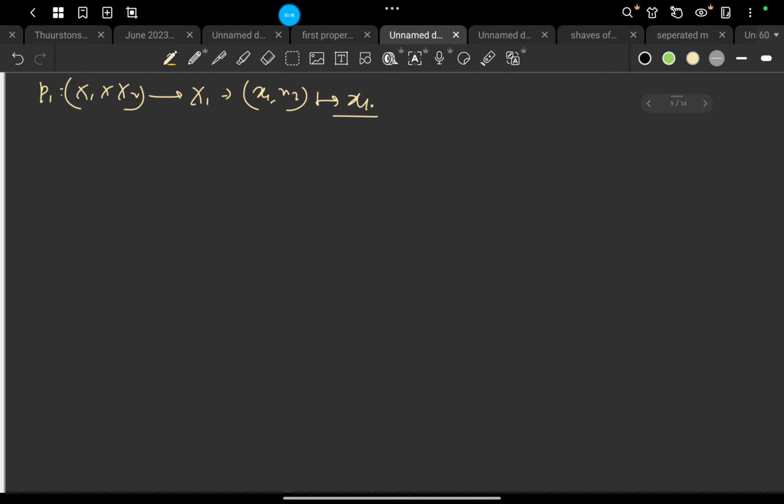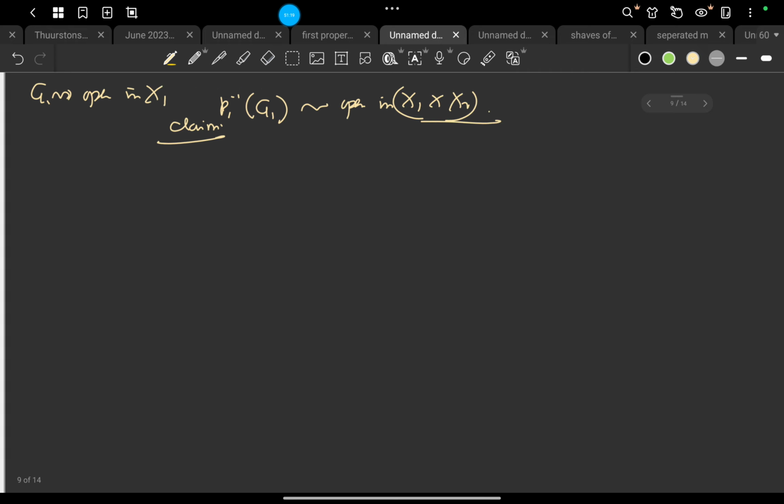So to prove that it's continuous, I have to show that the inverse image of an open set is open. Suppose we take G1 open in X1. Then P1 inverse of G1 has to be open. My claim is that this is open in X1 cross X2.